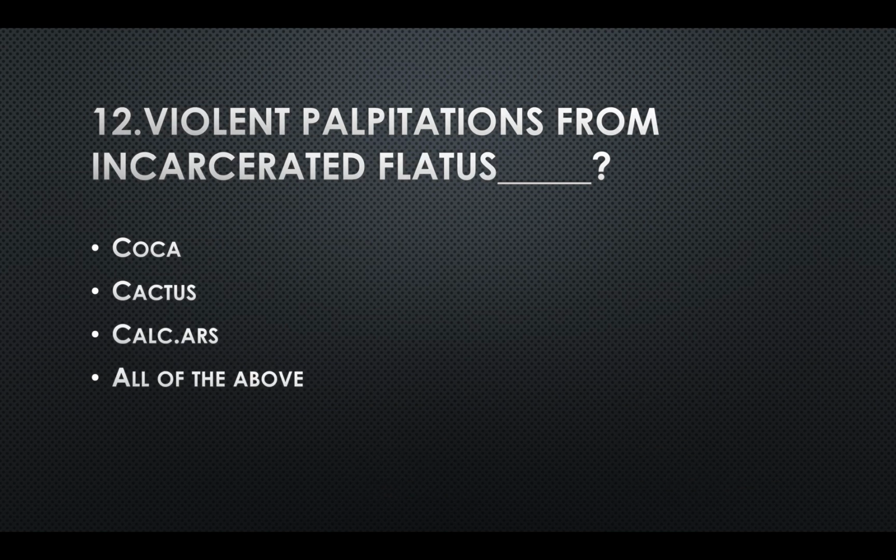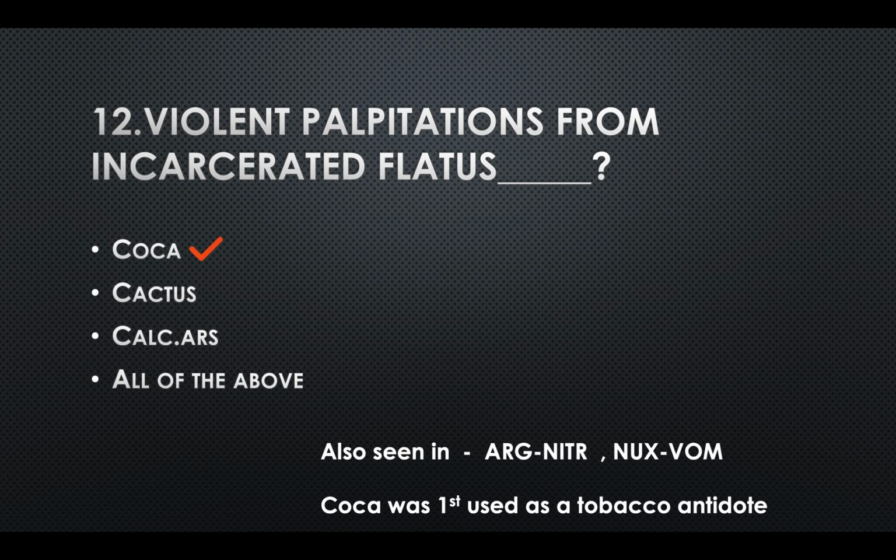Violent palpitations from incarcerated flatus: option A coca, option B cactus, option C calcarea ars, option D all of the above. Answer: option A coca. This symptom is also seen in argentum nitricum and nux vomica. Coca was first used as tobacco antidote.